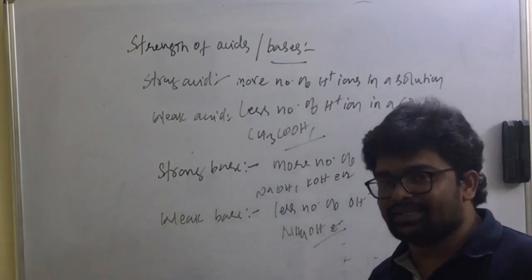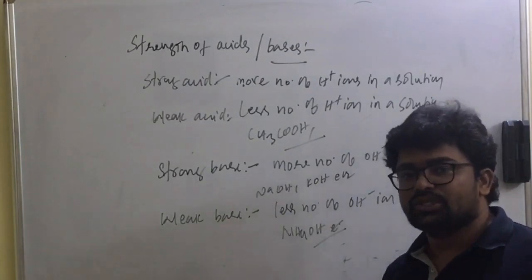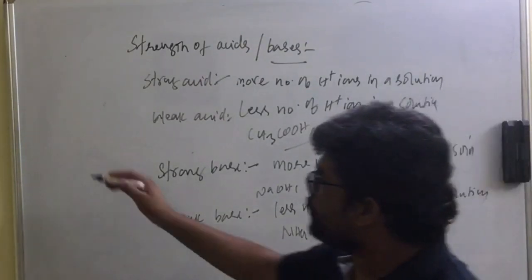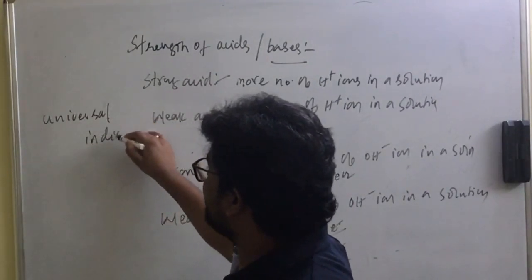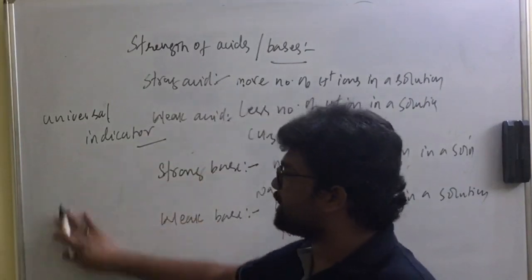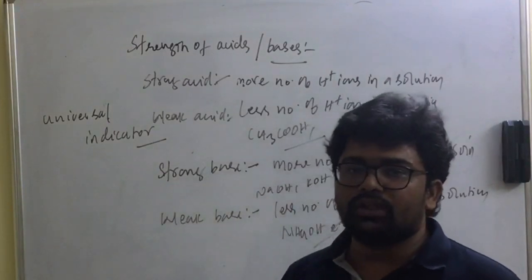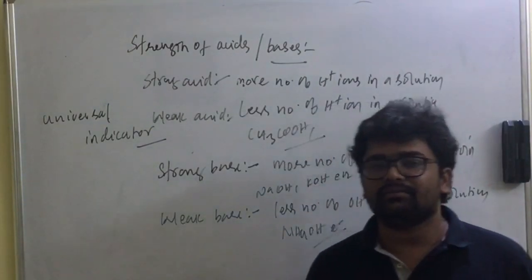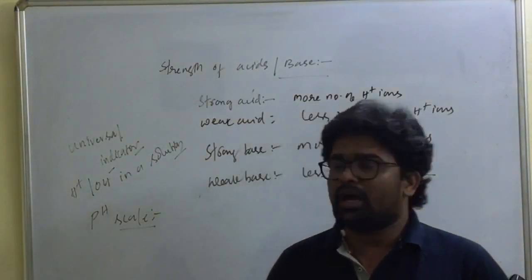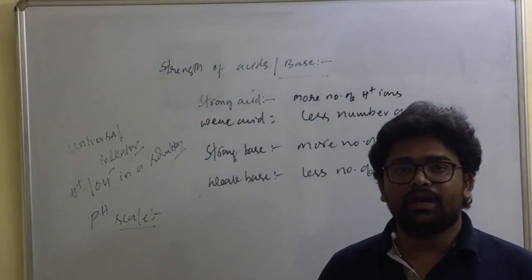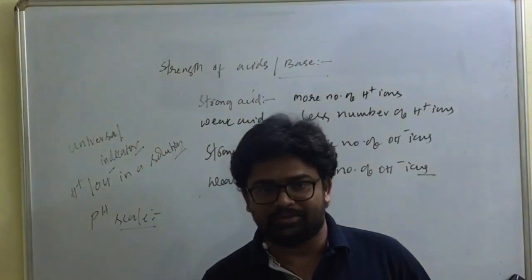To find whether the given solution is acidic, strongly acidic or weakly acidic, strongly basic or weakly basic, we use an indicator called universal indicator. This is a combination of different types of indicators. With the help of this universal indicator, we can know the relative strength of acids and bases. So in detailed description, how we find the relative strength, that is the concentration of H plus and OH minus ions, we will discuss in the next coming class.